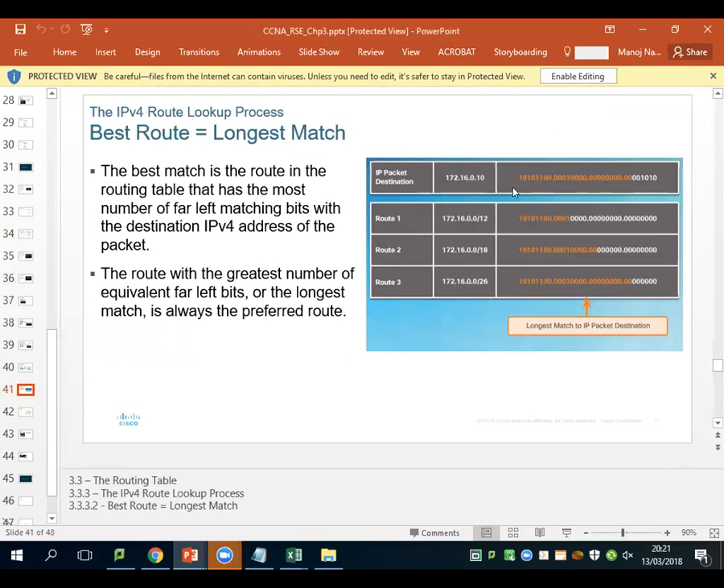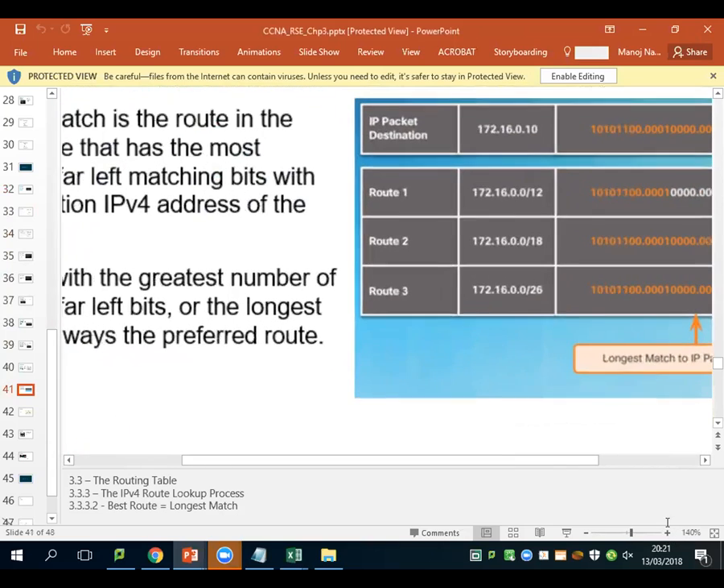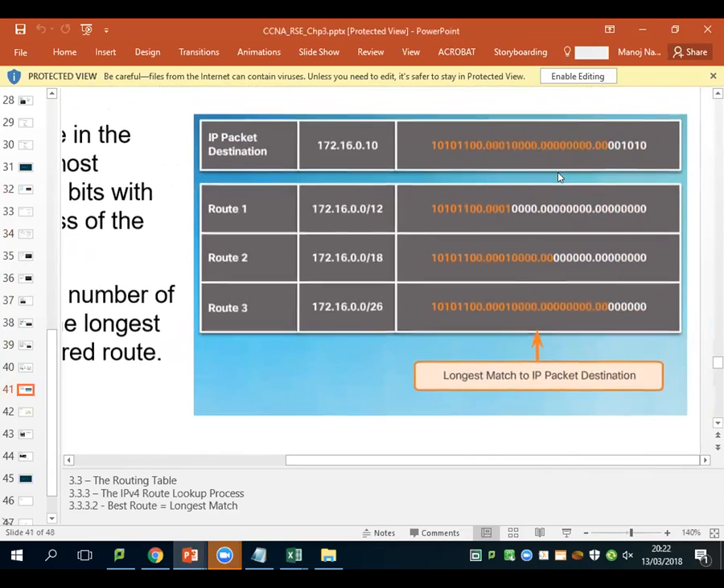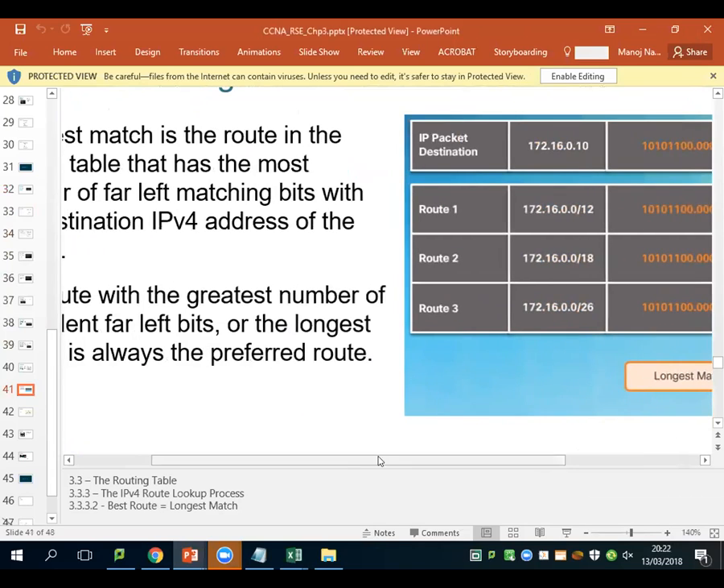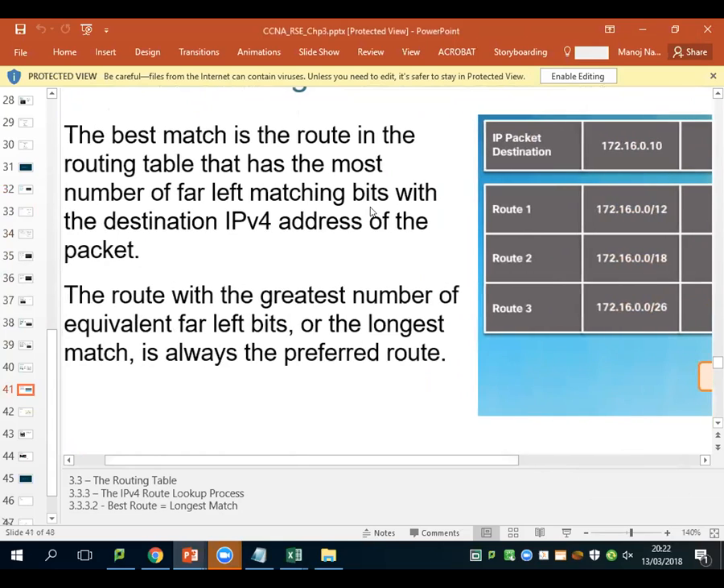Here's an example. If I zoom in on this, you've got here the IP packet destination. That's what you've been given. The actual definition says this: the most number of far left matching bits with the destination IPv4 address of the packet. So the far left is what we'll do. The route with the greatest number of the same far left bits, or the longest match, is the preferred route. So that's the definition.